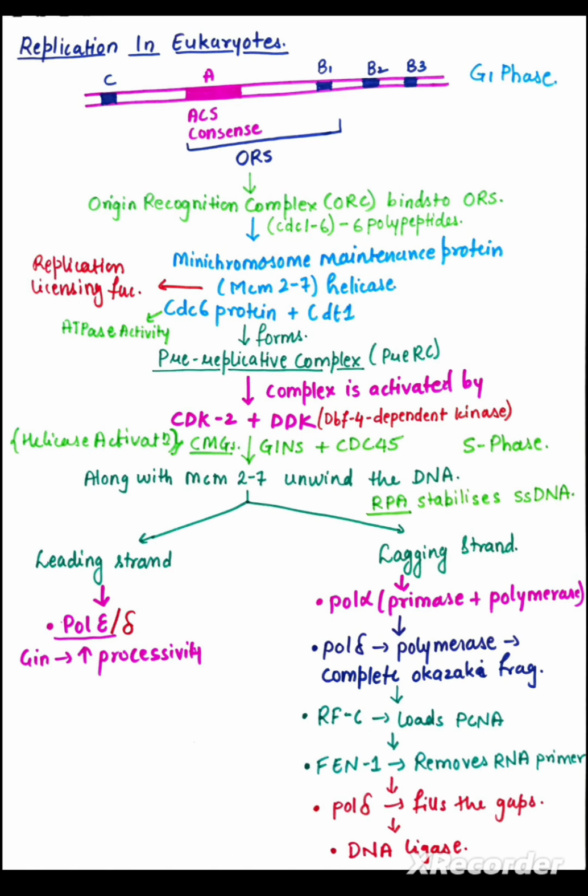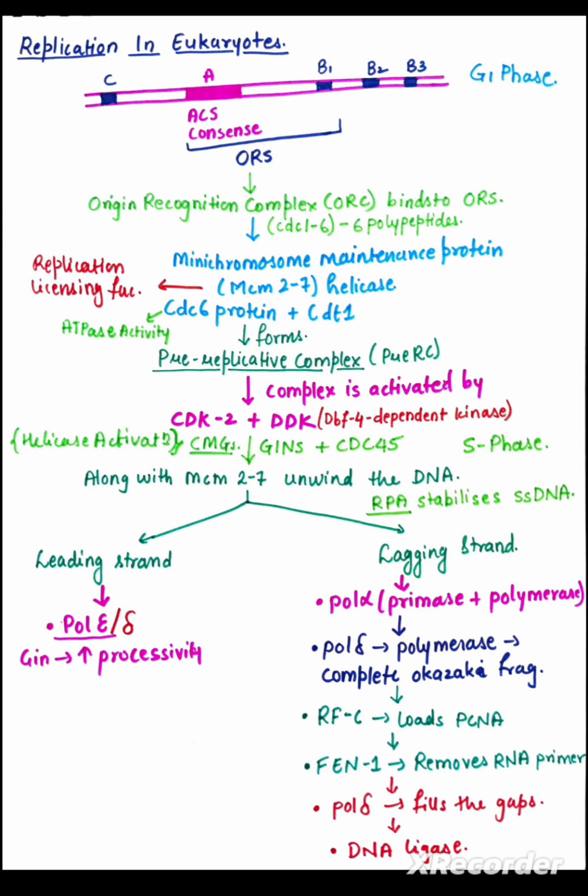And helicase is activated by GINS and CDC45. Okay, GINS is basically GINS and CDC45. Now you enter into the S phase. Whatever happened before this was G1 phase. Now you enter S phase of cell cycle. Now what happens is helicase will start unwinding the DNA.